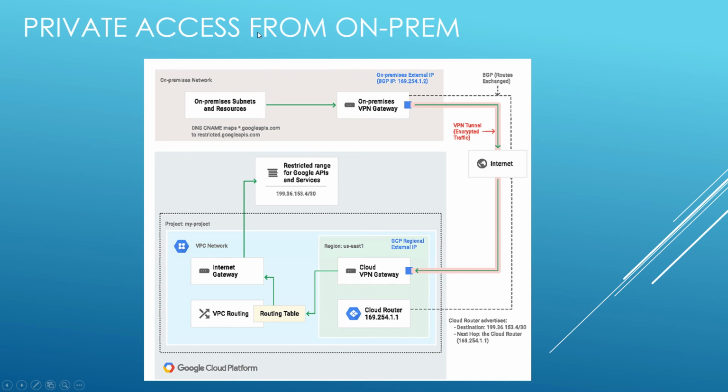The next one is private access from on-prem. If you want to consume Google APIs and services from your on-prem, you can set up a route such that you are going to go through your VPN tunnel, go through your VPC, and from there you can route the traffic and consume the Google resources. That way you don't have to go over an internet connection and consume the Google APIs or services.